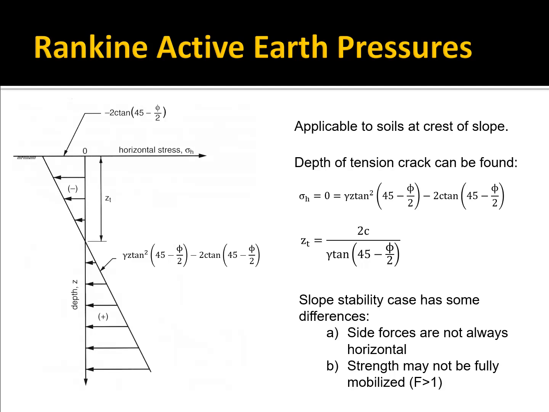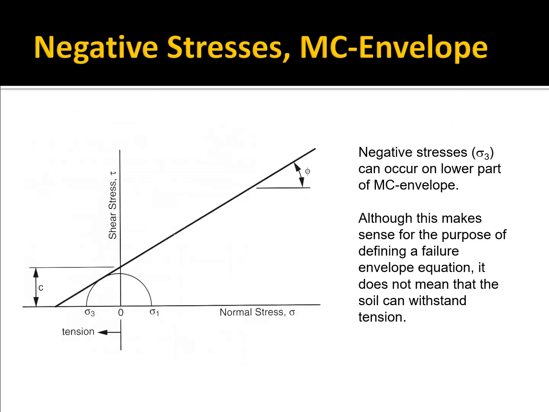Now this is not 100% analogous to the forces on the side of a slice in slope stability analysis, because the side forces in this diagram are purely horizontal. They're not always horizontal in slope stability, and furthermore, the strength may not be fully mobilized, and so remember we talked about phi mobilized and c mobilized.